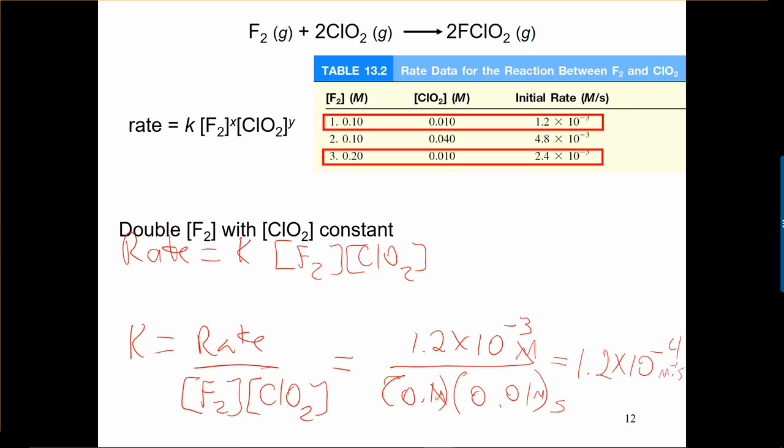Sorry? It's just 1.2, not 10 to the negative. Oh, it's just 1.2? Okay. 1.2. Thank you.